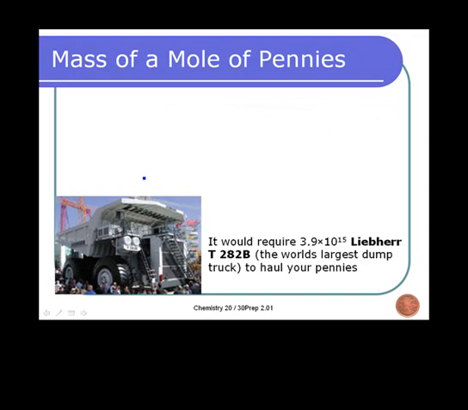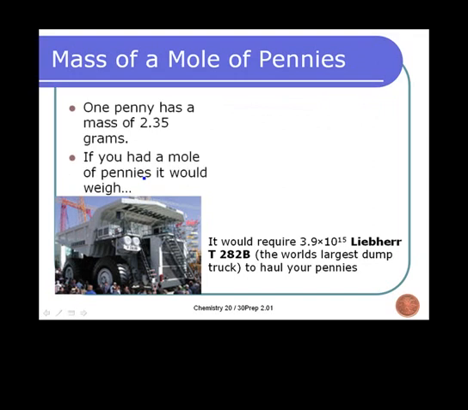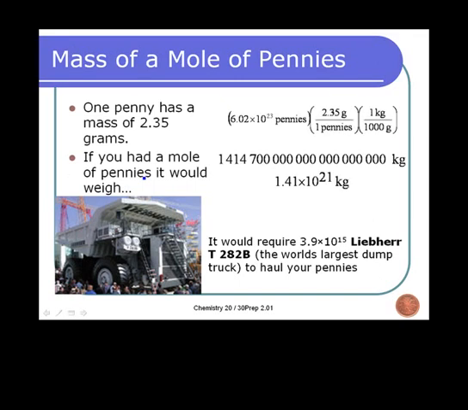In order to transport your mole of pennies, it would take 3.9 times 10 to the 15 Liberty 282B dump trucks. It's the world's largest dump truck. To haul all of your pennies, you would need about 1 million of those, or 4 million of those, to transport. And here's the weight.